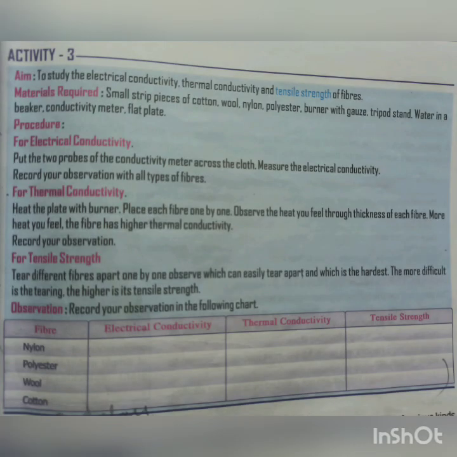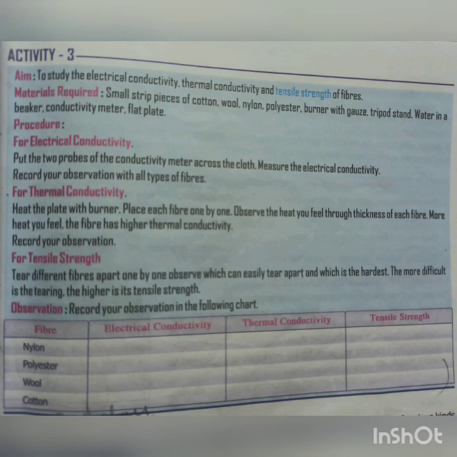First, I am going to explain activity 3. In this activity, we are going to study the electrical conductivity, thermal conductivity and tensile strength of fibers. For doing this activity, we need the following materials: small strip pieces of cotton, wool, nylon, polyester, burner with gas, tripod stand, water in a beaker, conductivity meter, flat plate.